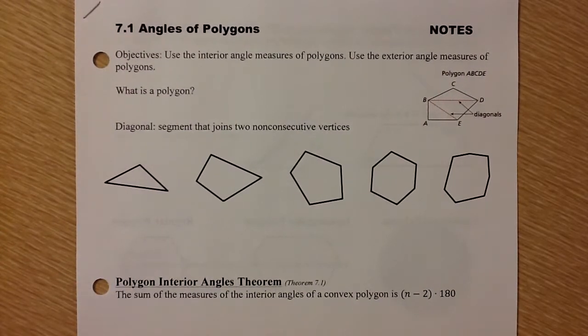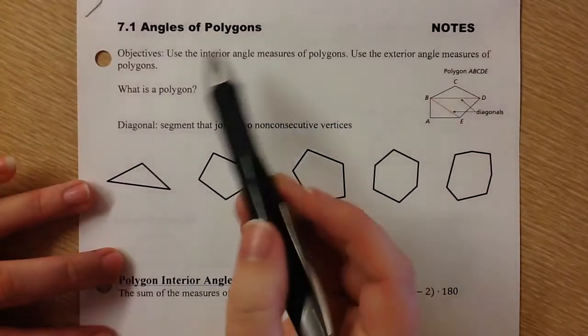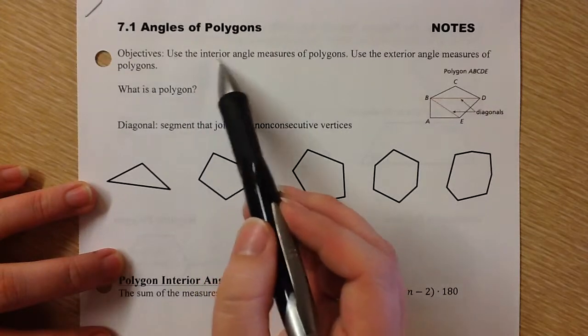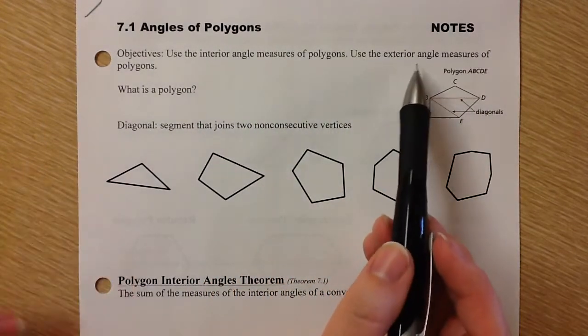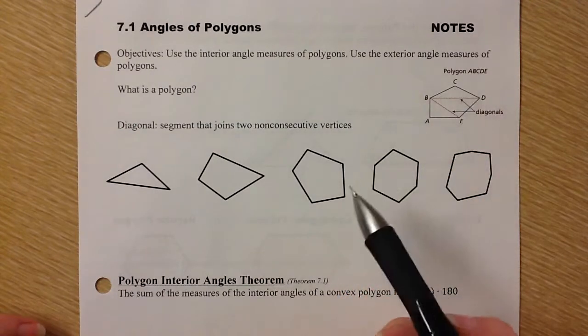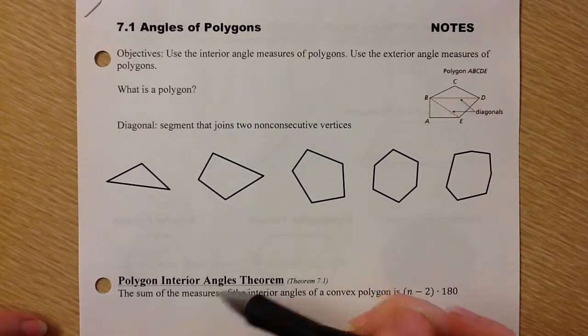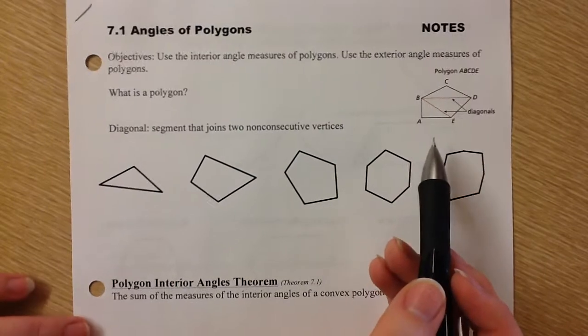There are figures that have more than three sides. We've got our four-sided, five-sided, pentagons, hexagons, octagons. So we're going to start talking about those now. In this lesson, our objective is to use the interior angle measures of polygons and use the exterior angle measures of polygons. We're actually going to have a polygon interior angles theorem that we'll get to in a minute.